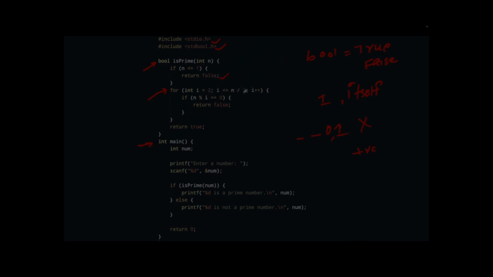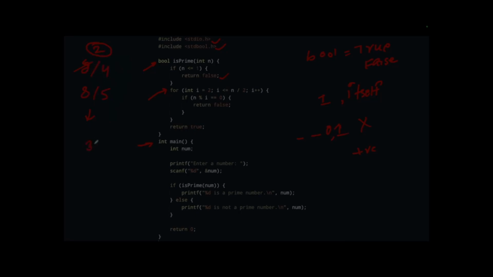Why n by 2? Because of prime numbers, right? If the entered value is 8, 8 will be divided until 4, right? 4 times 2 is 8. So here you can see 2 is divided. Now what happened? 8 divided by 5, the value will be in decimal format, right? So there is no point in checking after half of the value.